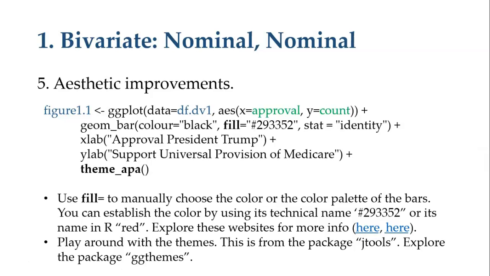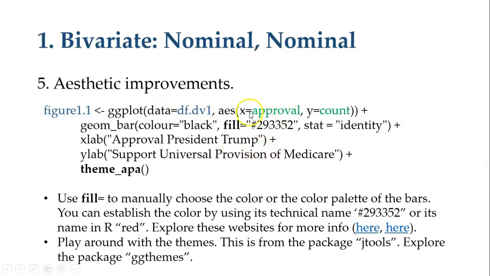So if you want to create a more beautiful bar graph, there are plenty of things that you can change, and you need to explore that in the future. It is important to write what you have in the x-axis and what you have in the y-axis, because the reader is going to be lost if you don't write there that it is approval of President Trump or support for Medicare or whatever, okay?